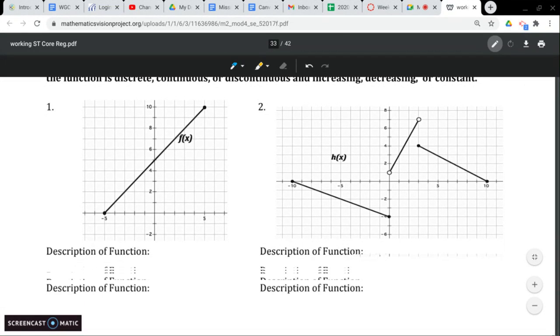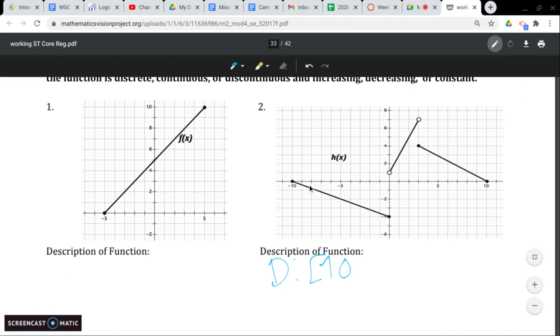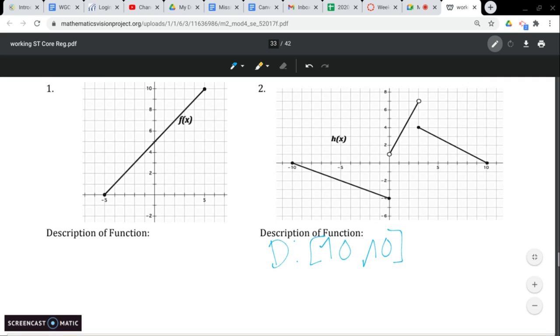So we're going to look at number 2. Here, if we look for the domain, remember domain is your x values. We have -10 to, well, it goes to 0 for this part of the function, but it picks back up here, and then goes to 3, but then picks up here and goes to 10. So this is -10 to +10.